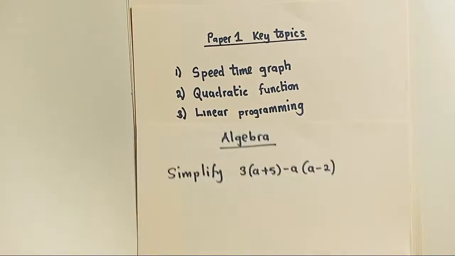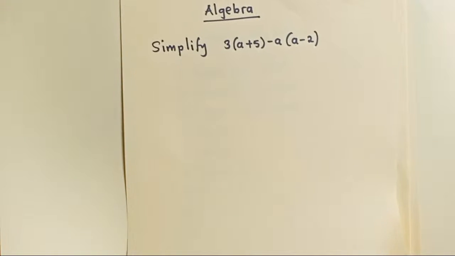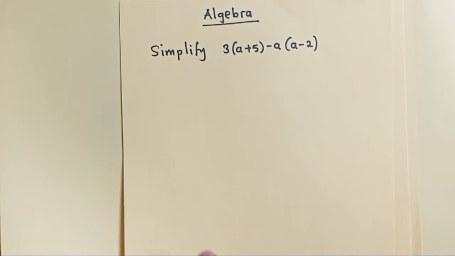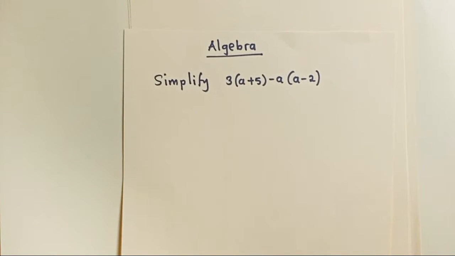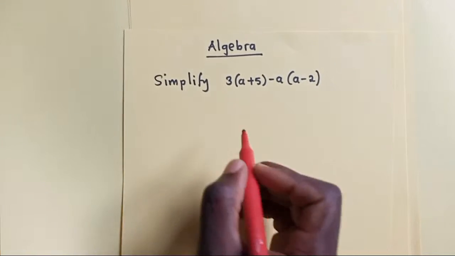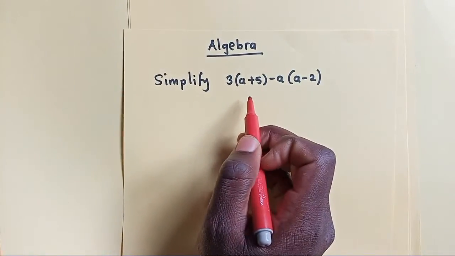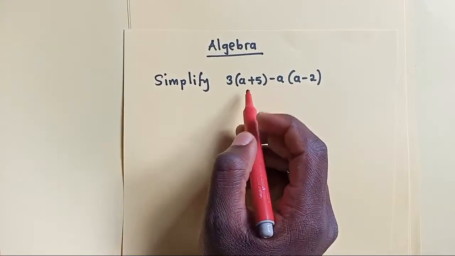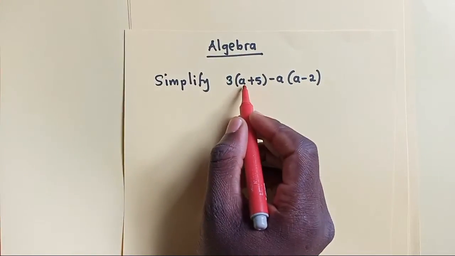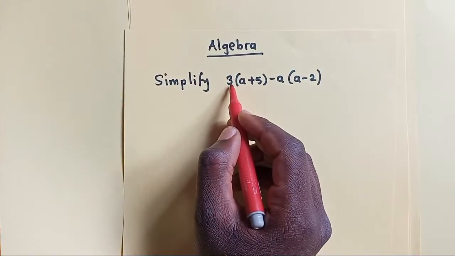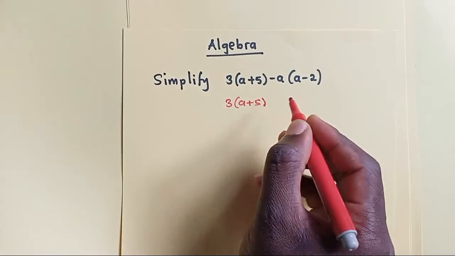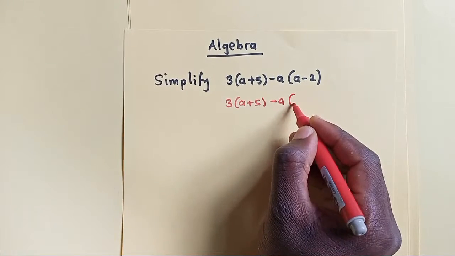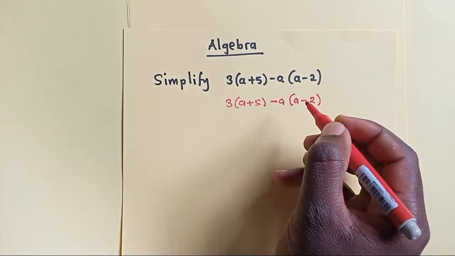Okay, so let's start. The first question is over here. I guess you can see. This is algebra, I'm putting the topic on top. Here they're saying simplify. How do we simplify this one? Very simple. The first thing is to get rid of the brackets. If you can see the brackets here, we have to make sure that they disappear. How do we make them disappear? We just multiply whatever is in front of the bracket. So we have 3, open bracket, a plus 5 inside the brackets, minus a, open bracket, a minus 2 inside the brackets.